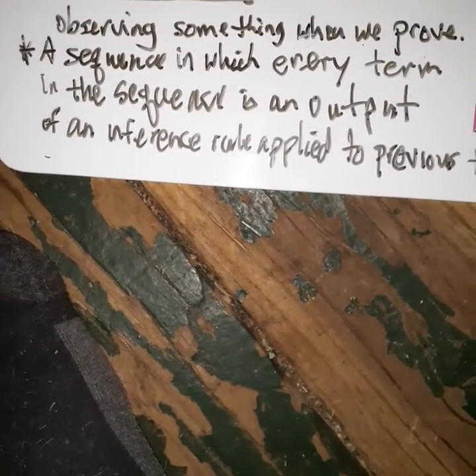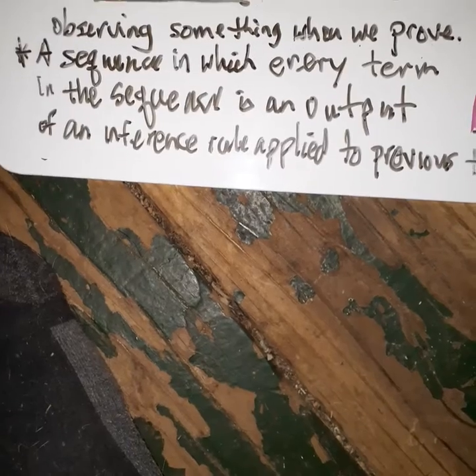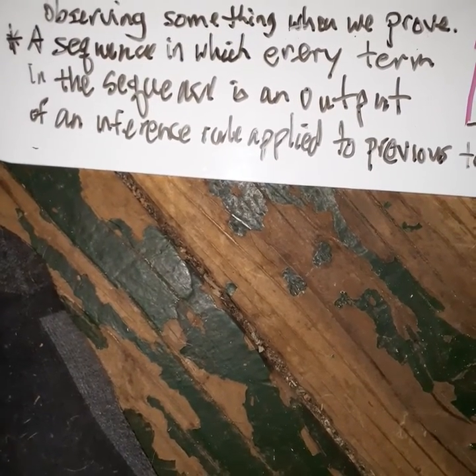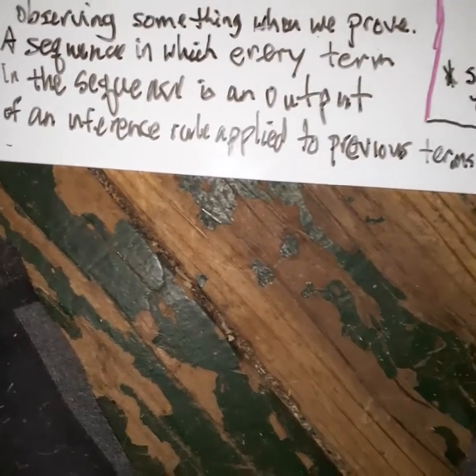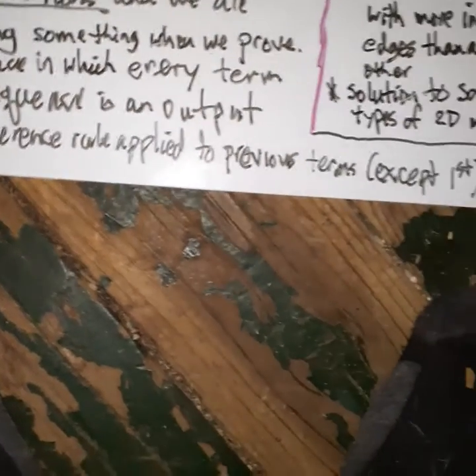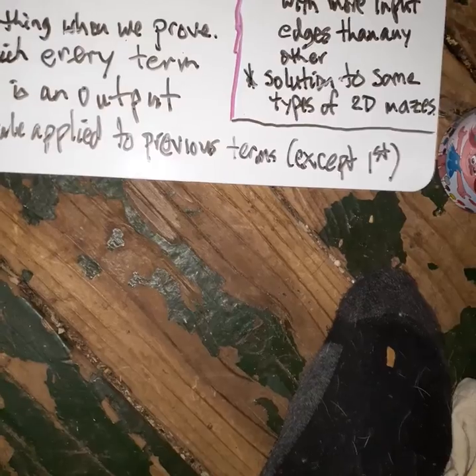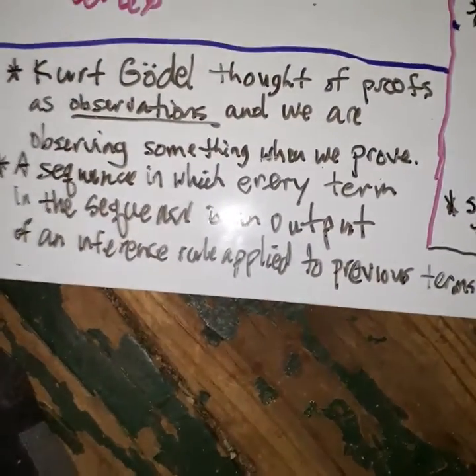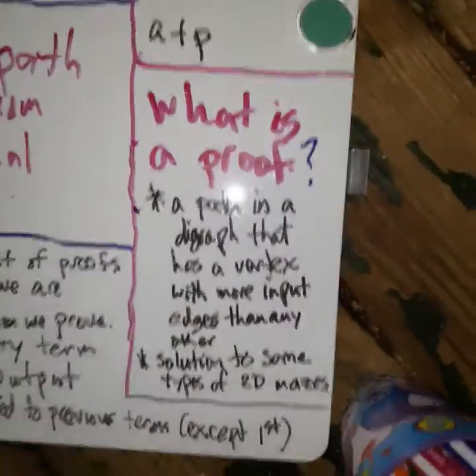A proof is a sequence in which every term in the sequence is either the output of an inference rule applied to previous terms of the sequence, or it is in the set of axioms. So that's it.